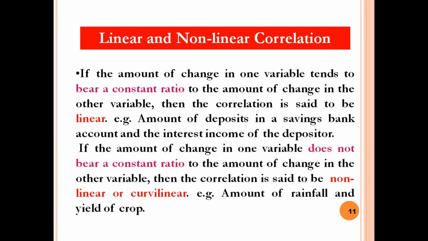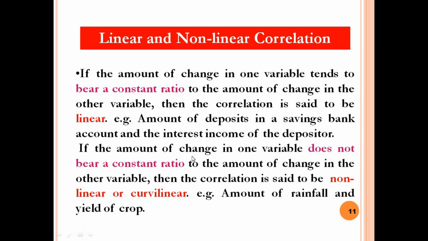The next, what is linear and non-linear correlation? If the amount of change in one variable tends to bear a constant ratio to the amount of change in the other variable, then this correlation is said to be linear. For example, amount of deposits in a savings bank account and the interest income of the depositor.